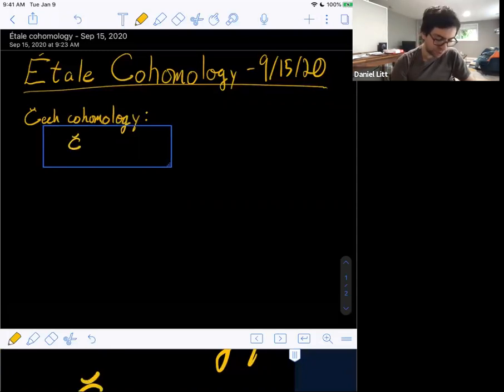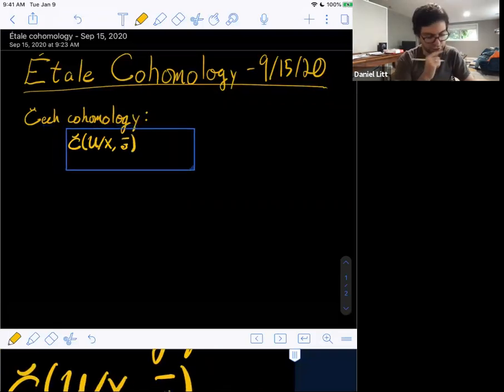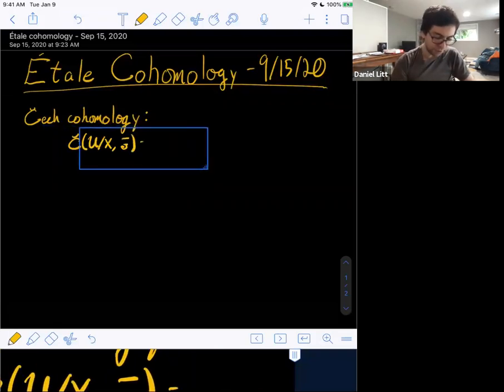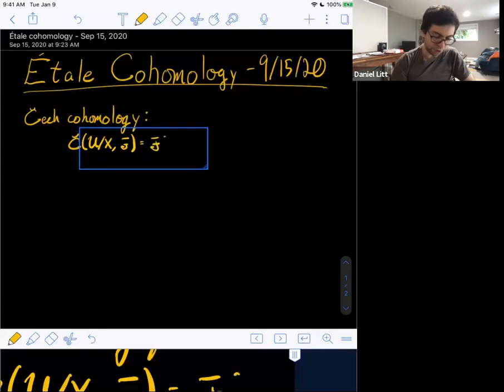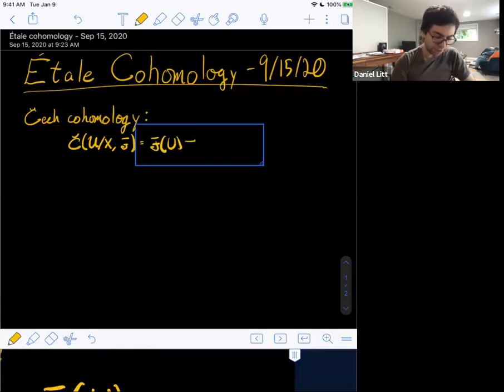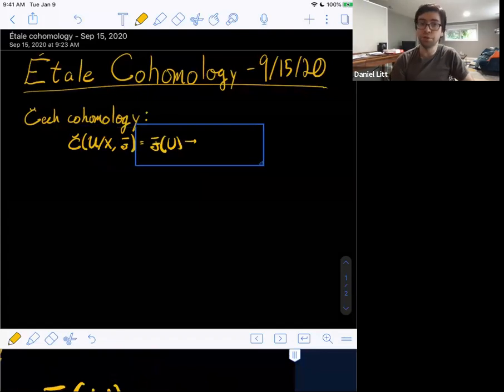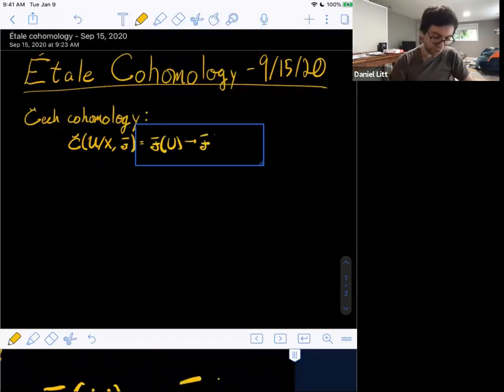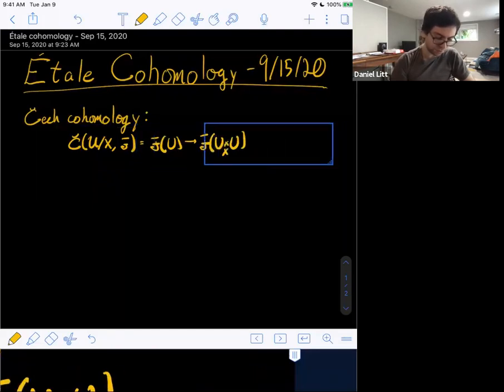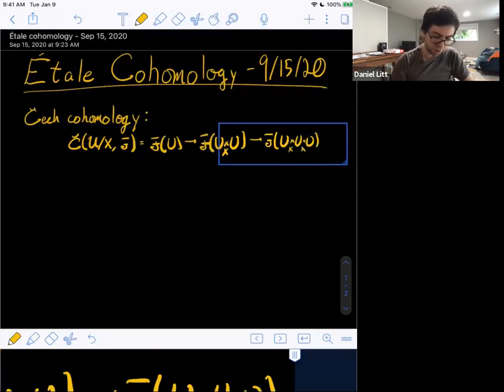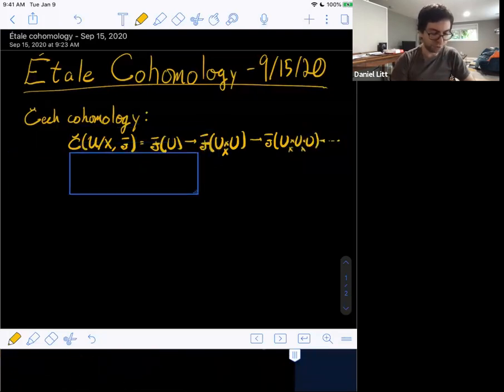So first of all, let me remind you that if we had a cover U of X and a sheaf F on the étale site of X, we defined a Čech complex relative to U. And let me remind you what that was. You evaluate F at U. And then there's two maps from U cross U over X to U. If you take the difference of the pullbacks along those, you get a map to F of U cross U. And then there's a map to F of U cross U cross U all over X, and so on. Okay, so this was the Čech complex relative to a specific cover.